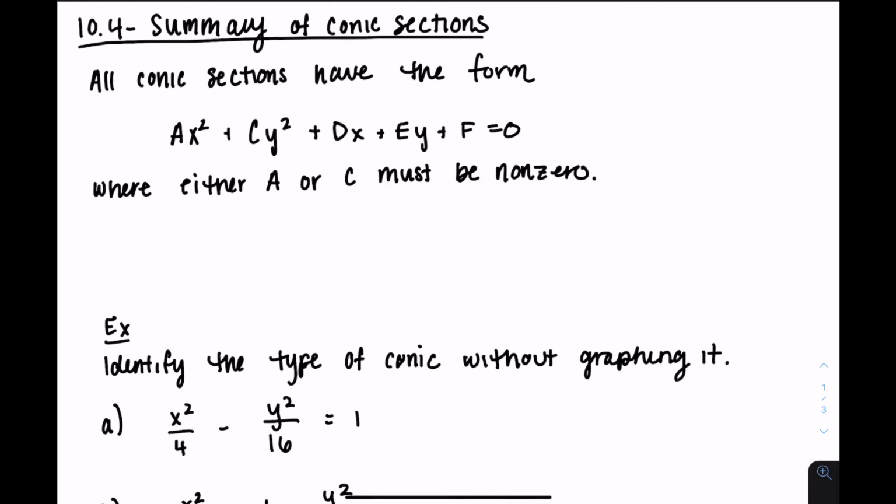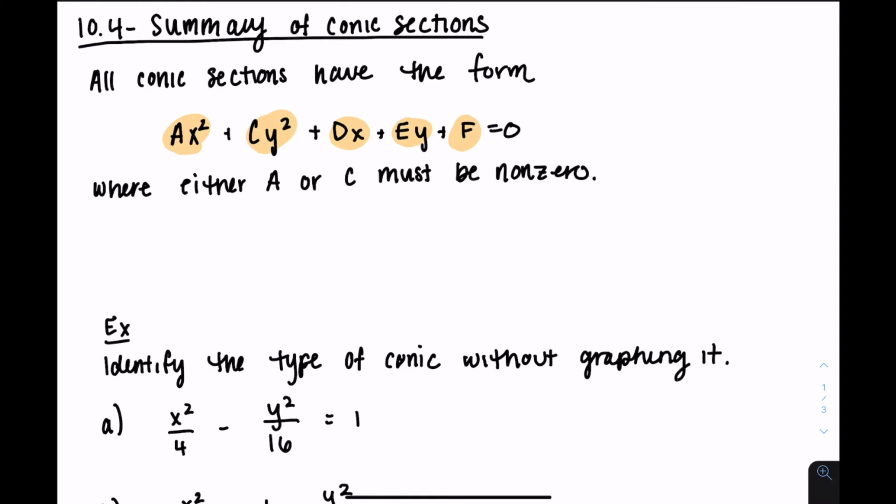So in our last section, we're really just going over a summary of conic sections, which is really just going to help us with identifying what type of conic you have. So the most general form you're going to see is you can have some x squared terms, some y squared terms. You can have just one of these variables and then some constant over here equaling 0.